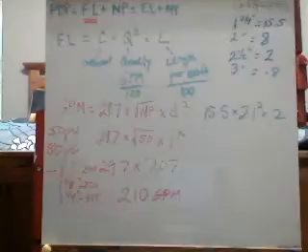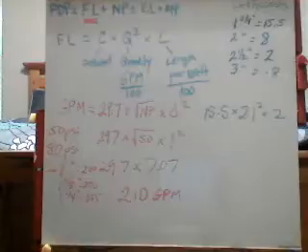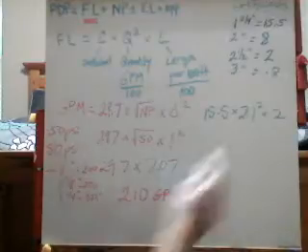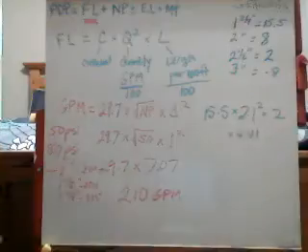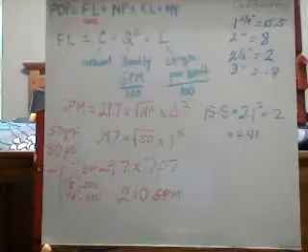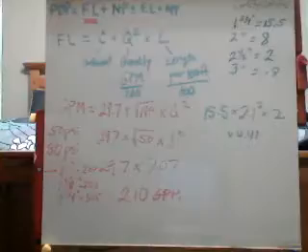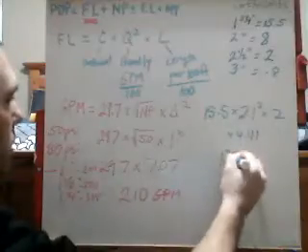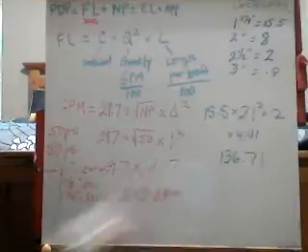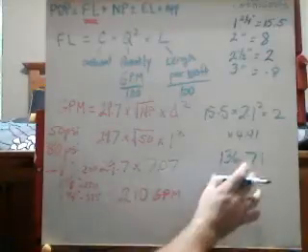2.1 squared is 4.41. Times 15.5 times 4.41 times, again, 2 equals. So you come out with 136.71. Again, this is only what the friction loss is.